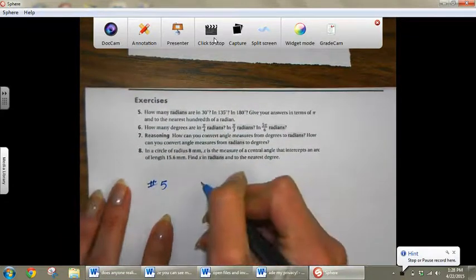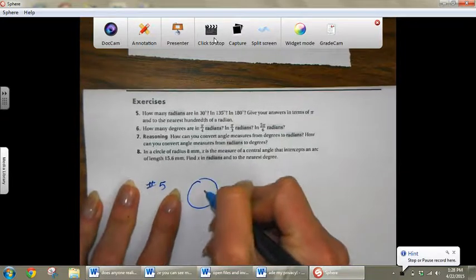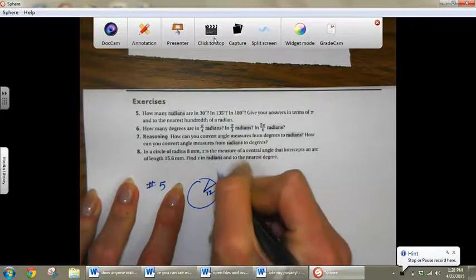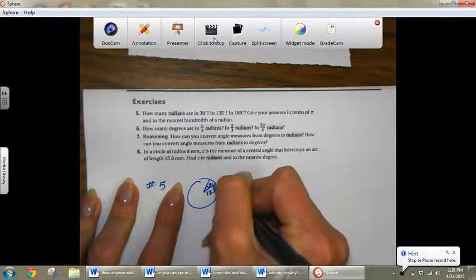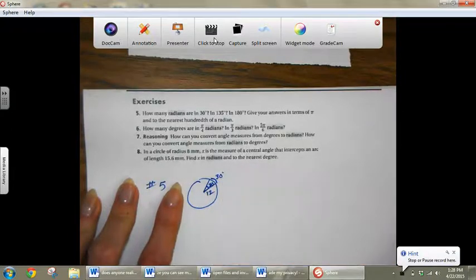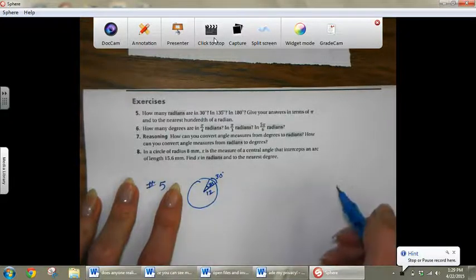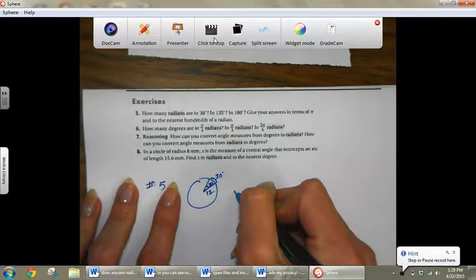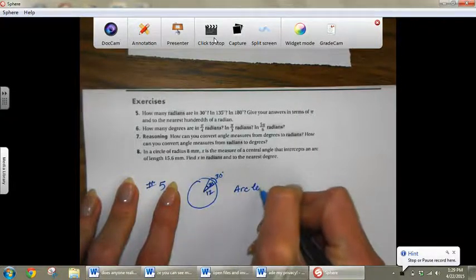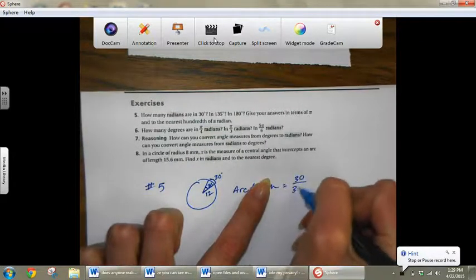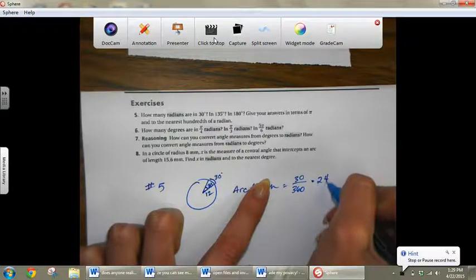So I just made up a circle with a radius of 12, and I made this angle here 30 degrees. That would make this arc measure 30 degrees. Now don't get arc measure confused with arc length. Arc length is after you plug everything in with the circumference. So I can say that the arc length is going to be 30 over 360 times 24 pi.